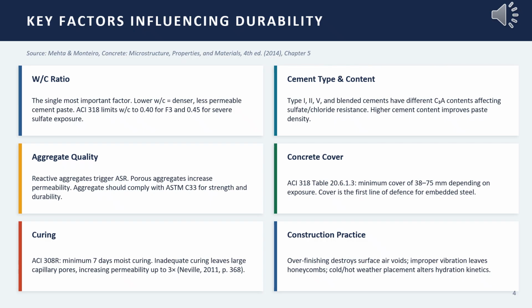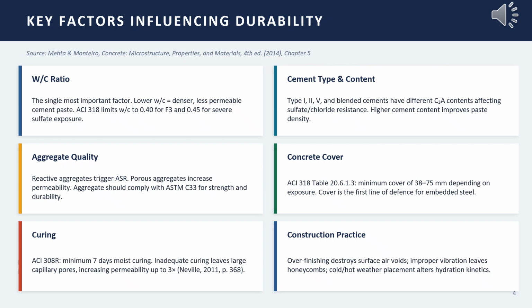Fourth is concrete cover. American Concrete Institute table 20.6.1.3 of ACI 318 specifies minimum cover of 38 to 75 millimeter depending on exposure conditions. Remember, cover is the first physical barrier protecting embedded steel. If the cover is inadequate or cracked, every other durability measure is undermined.